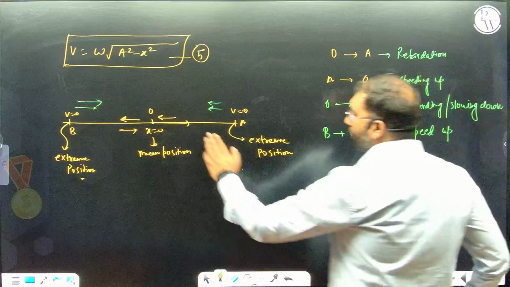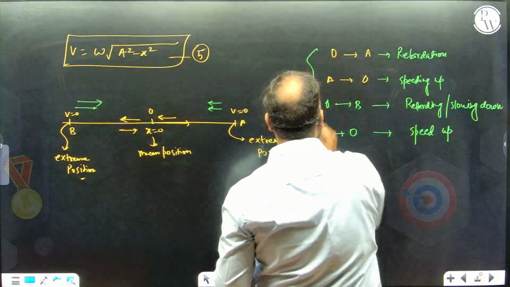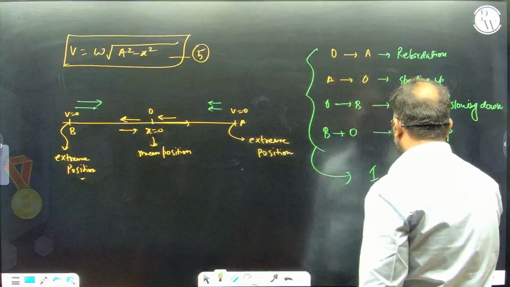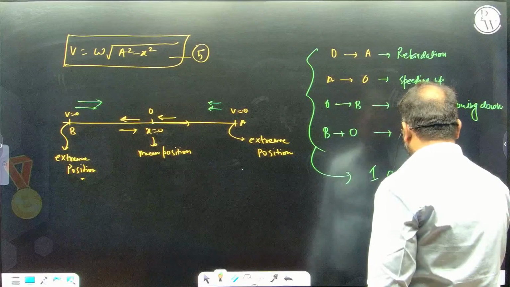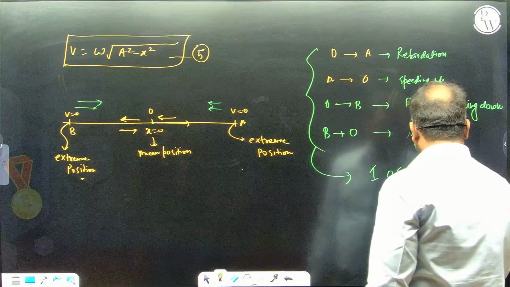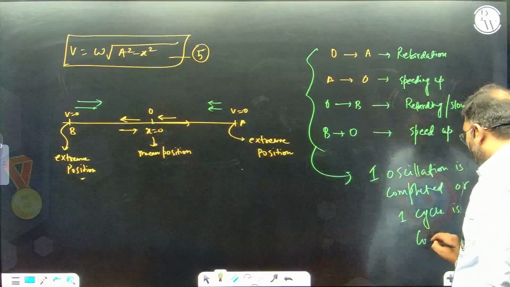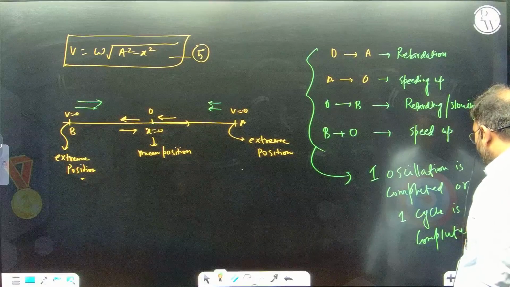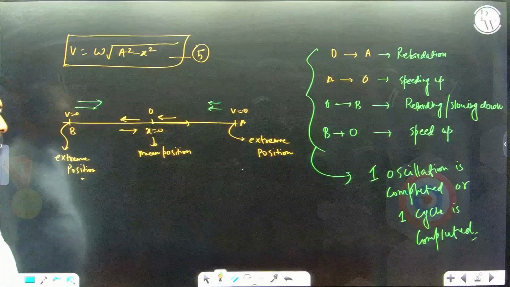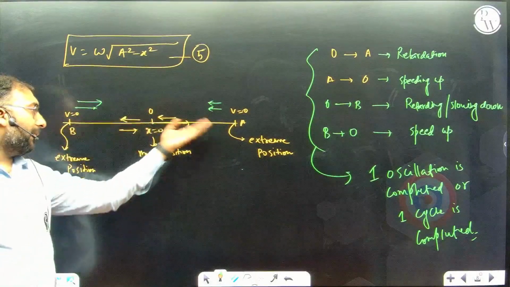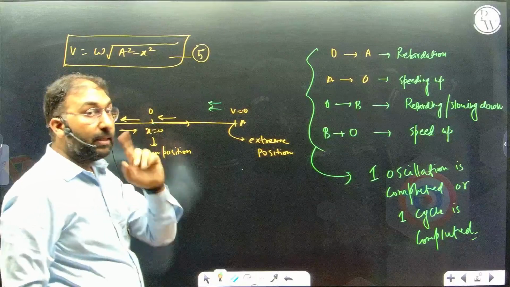So when the particle has gone from O to A to O, O to B, and B to O, we'll call that one oscillation is completed. Or we can call that one cycle is completed. One oscillation is completed, or one cycle is completed. It's the same thing. So whenever the particle is traveling toward the mean position, it is accelerating. Whenever the particle is going away from the mean position, it is retarding.